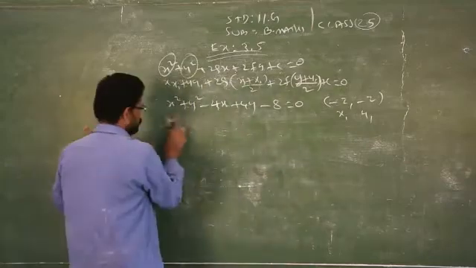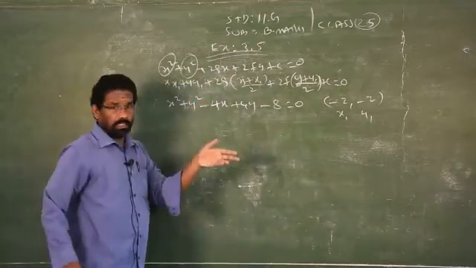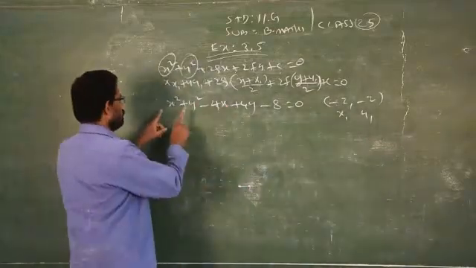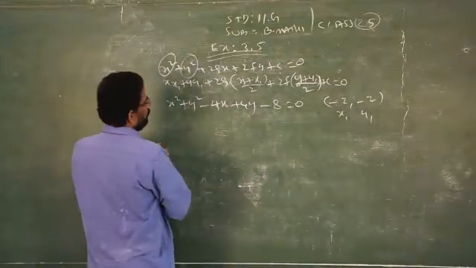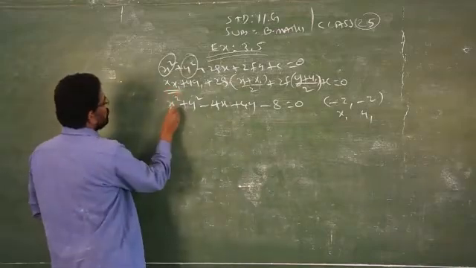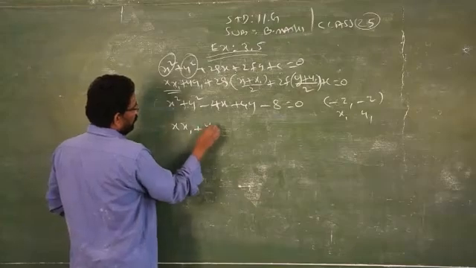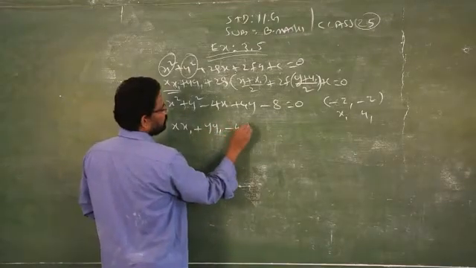This is the general condition. Not only for this exercise, even to find the center and radius, you have to proceed like this when the coefficient of x square and y square is other than 1. So now you have to replace this x square by xx1, and this y square by yy1 minus 4.